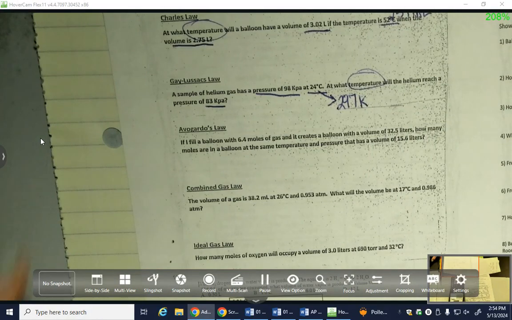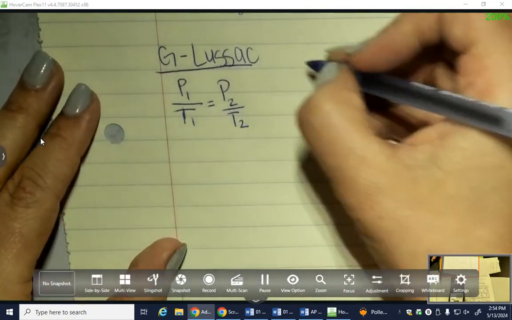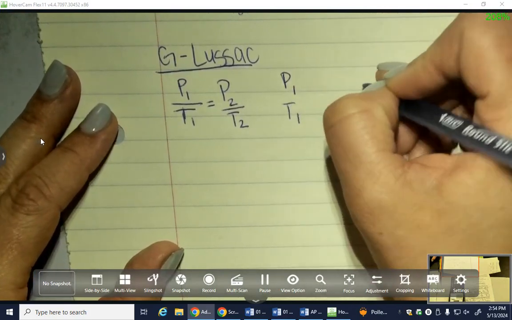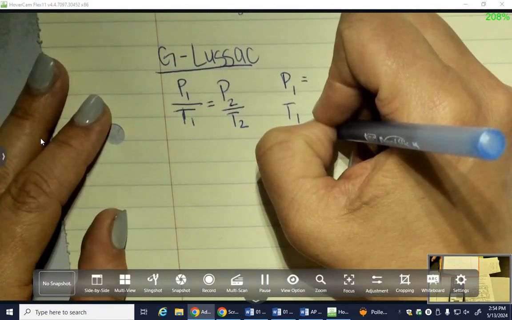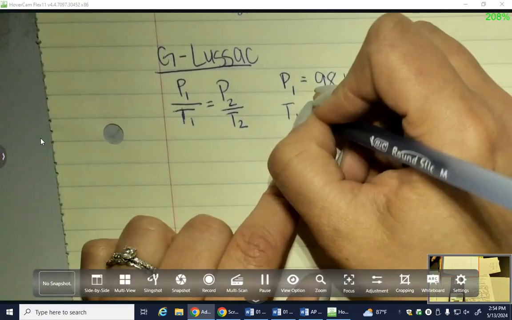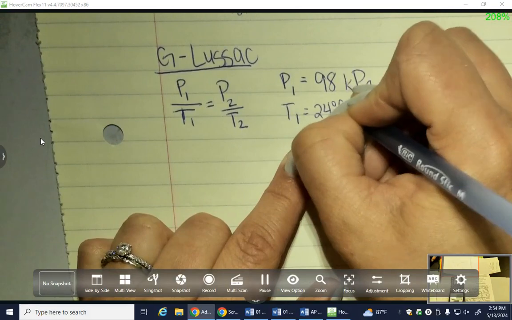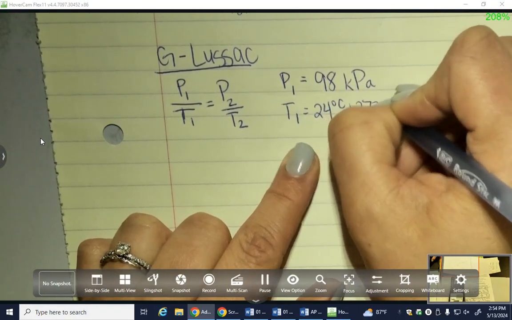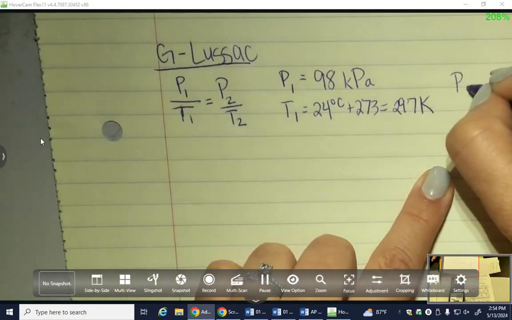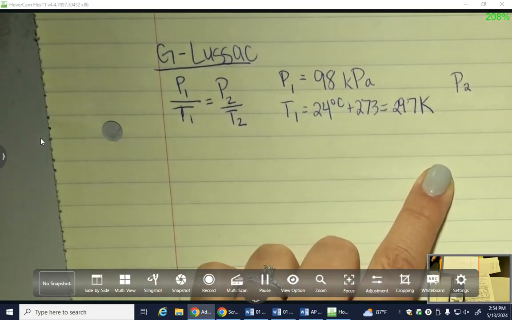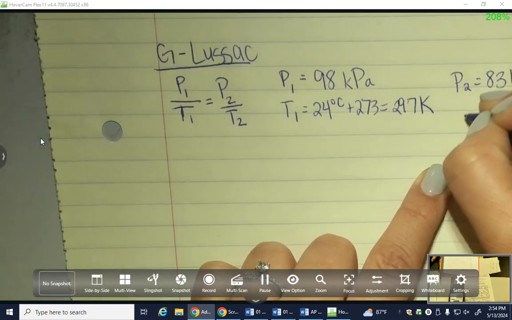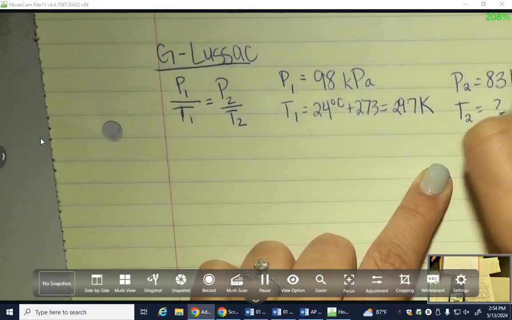When I go to write out my givens, pressure 1, temperature 1: we have 98. Remember, kilopascals is fine. We changed our 24 degrees Celsius to be 297 Kelvin. Pressure 2 was 83, and temperature 2 is who we're solving for.